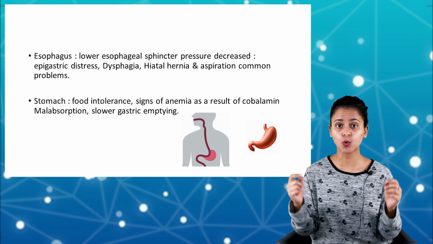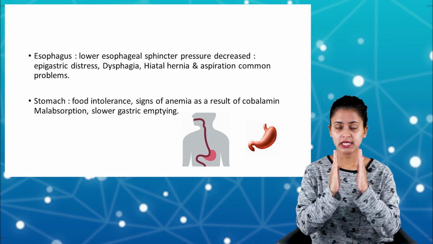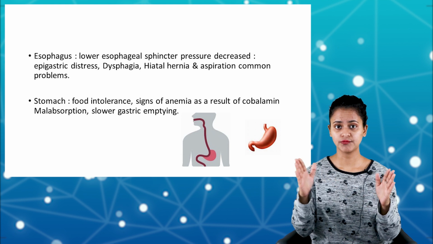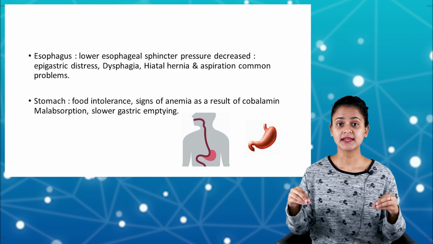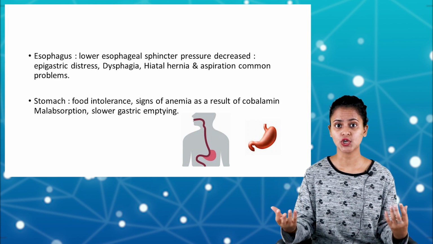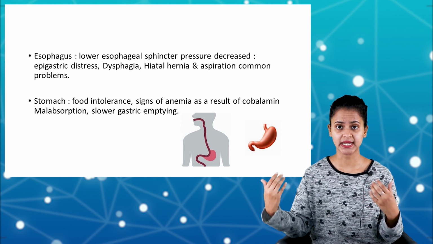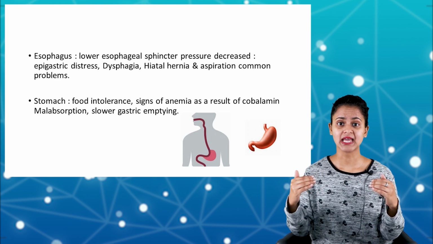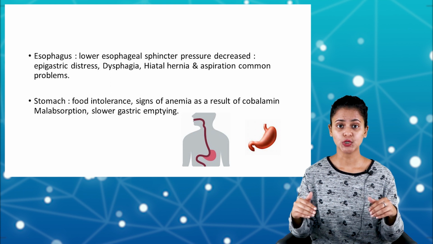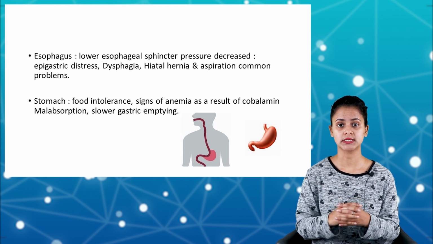As we have learned, the lower esophageal sphincter will be losing its tightness or pressure. Related to the stomach, we are often going to see food intolerance is a common feature among the older population. That is the reason most old age individuals will be asked to maintain a very soft and easily digestible diet, as well as less and frequent dietary intake. Slower gastric emptying and cobalamin malabsorption often will be found among the client.